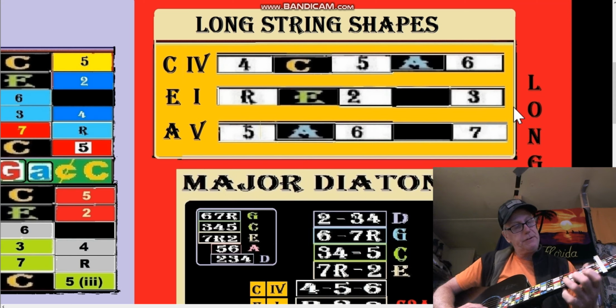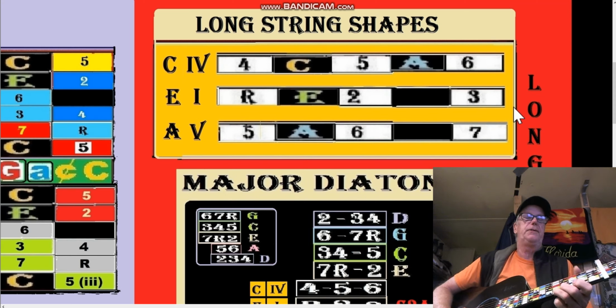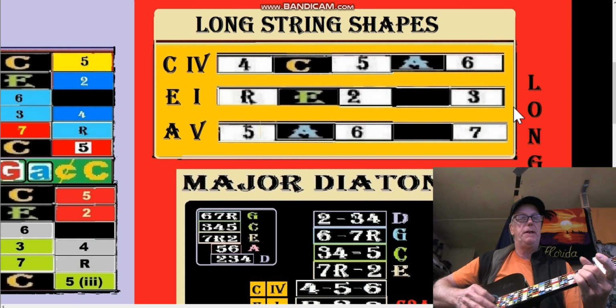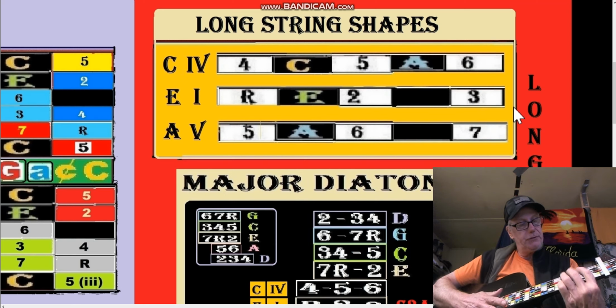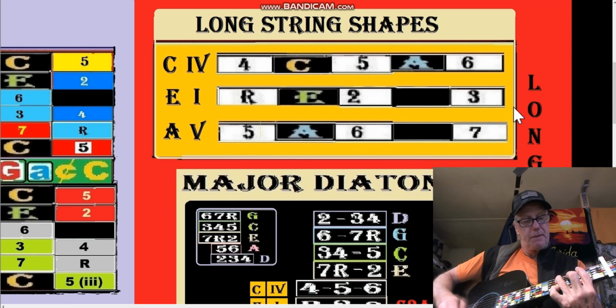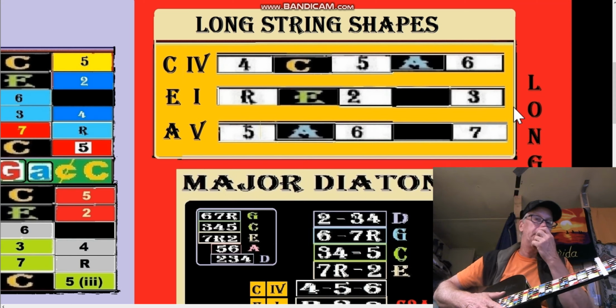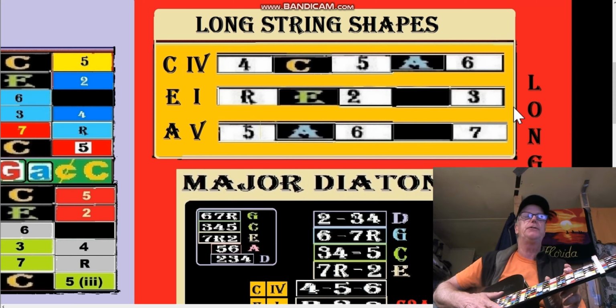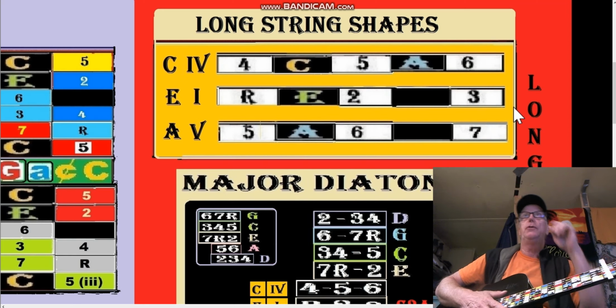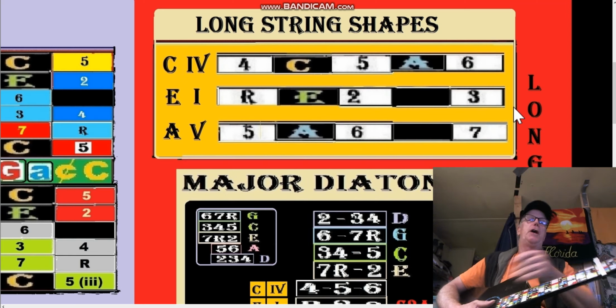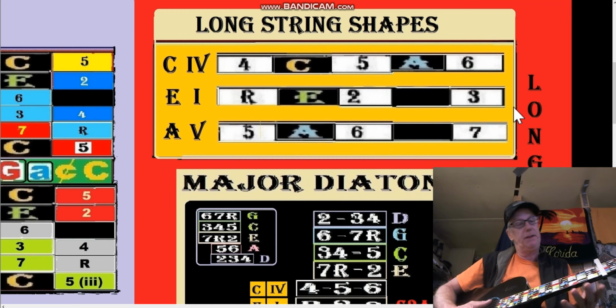So that's pretty much taken us into the next cage. 7 root 2, and then 3, 4, 5, like that. 6, 7 root. So 6, 7 root is the G cage. So we've gone from an A shape now to a G shape. A G-shaped A. So we've actually used the long pattern to go back into the short patterns. That's why we don't usually talk about horizontal movement with the long patterns, but it can be done.